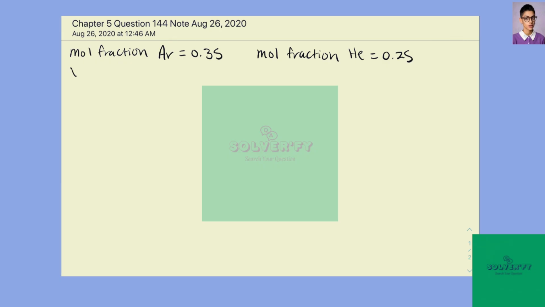They tell us that the volume of the container is equal to 6 liters, and the pressure is equal to 1.75 atmospheres. They also tell us that the temperature is equal to 45 degrees Celsius. I'm just going to turn this into Kelvin by adding 273 Kelvin. So our temperature is 318 Kelvin.